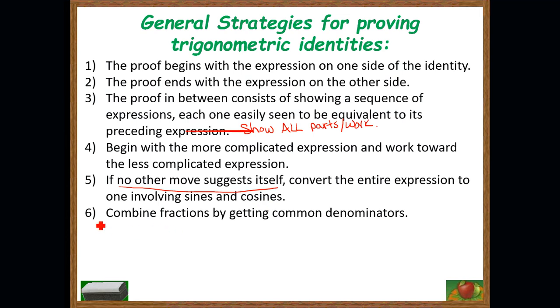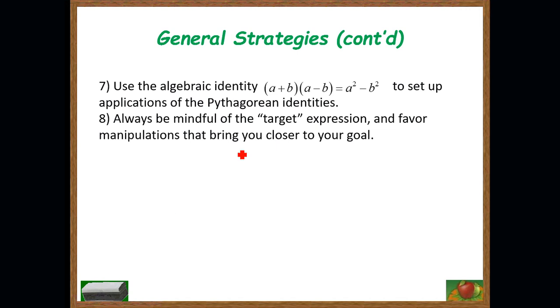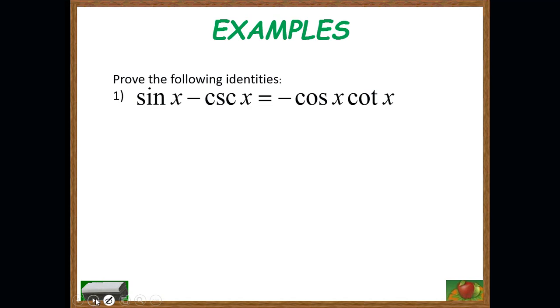Okay, remember we're still going to be combining fractions with common denominators. We're still going to use some factoring identities. Okay, so factoring can help if we need it, okay? And always be mindful of our target, what we're working our way towards. And we can favor manipulations that bring us closer to our goal, okay? All of those strategies are going to become more clear as we work on some trig proofs here, all right? So here are some simple examples to put in our notes, and because there's a lot of examples here, I'm probably going to make a second video with some tougher ones, but this is just our first go at proving, okay?